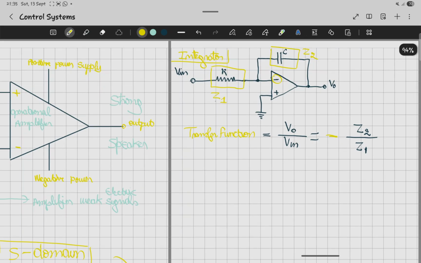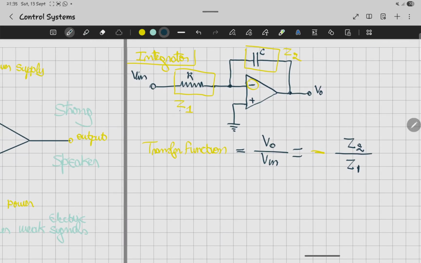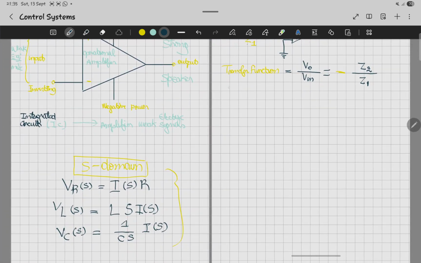And we know that inside Z1 we have a resistor, and in Z2 we have a capacitor. So what we're going to get here, for the transfer function, we're going to have something. Let me just place it here: the output over the input equals, and we're going to replace the values of Z2 and Z1.